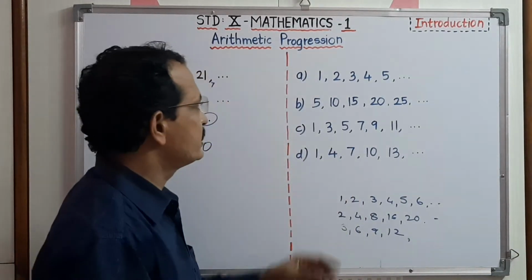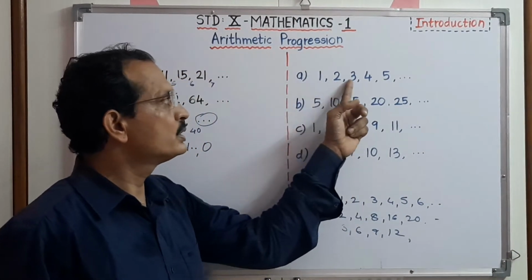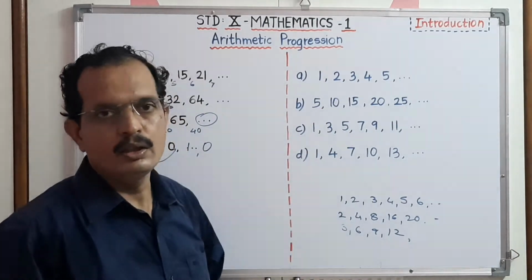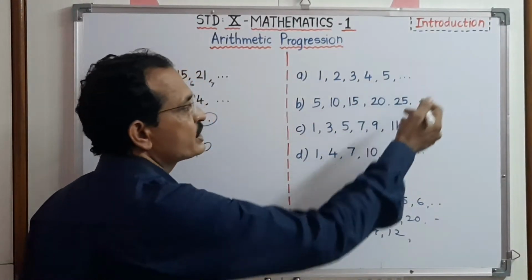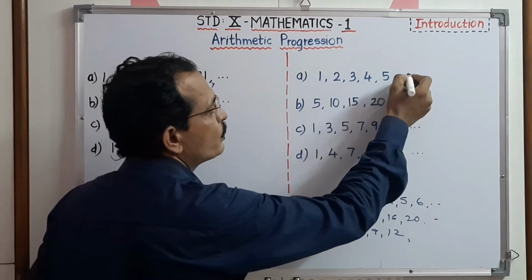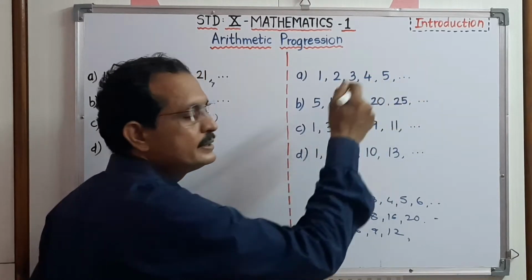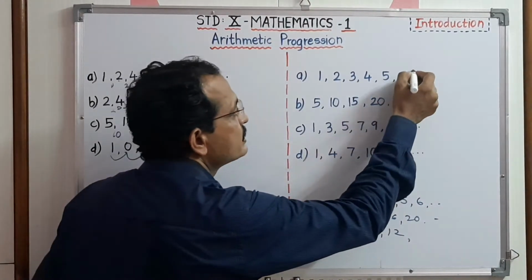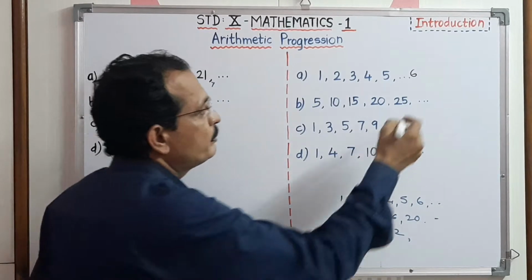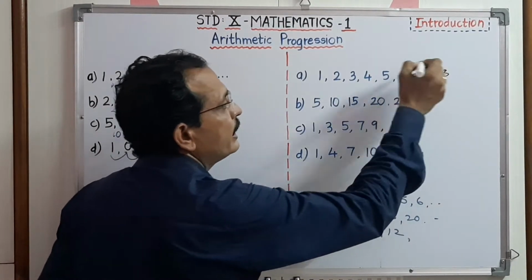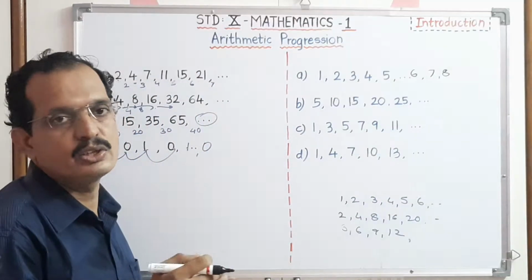See in these sequences, 1, 2, 3, 4 and 5. Now tell me what will be the next number. In this case, if we have to find the next number, we can easily find it out. It will be 6. Then it will be 7, then it will be 8. Like this we can arrange the numbers.